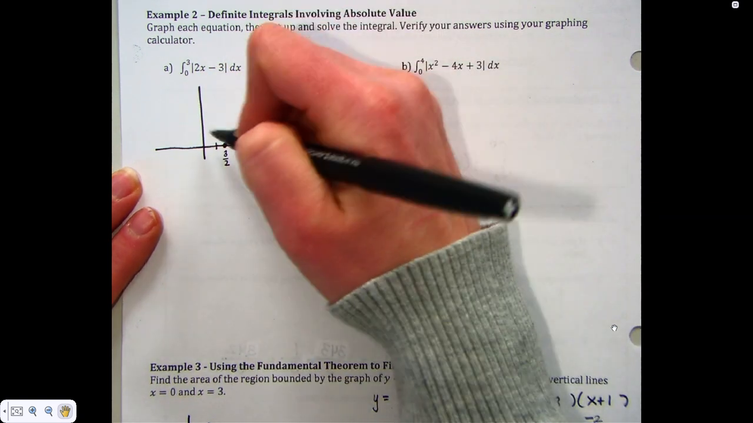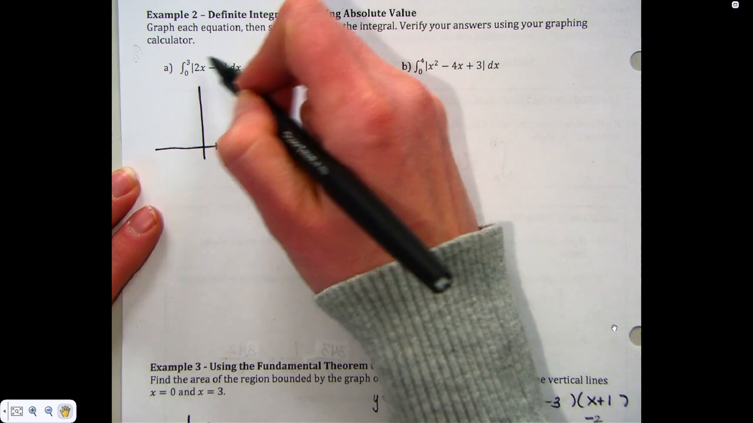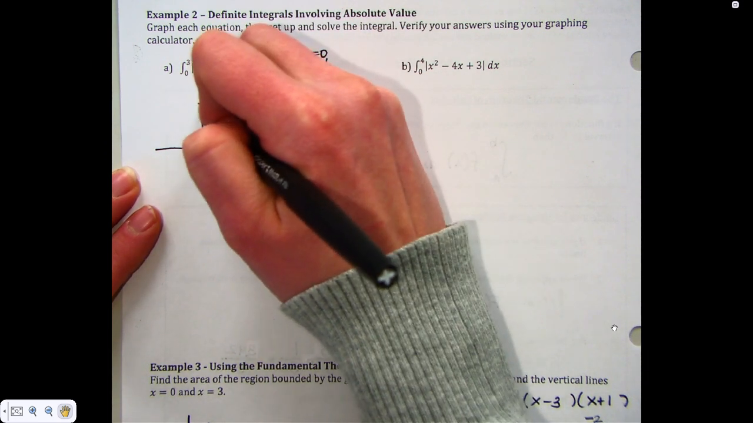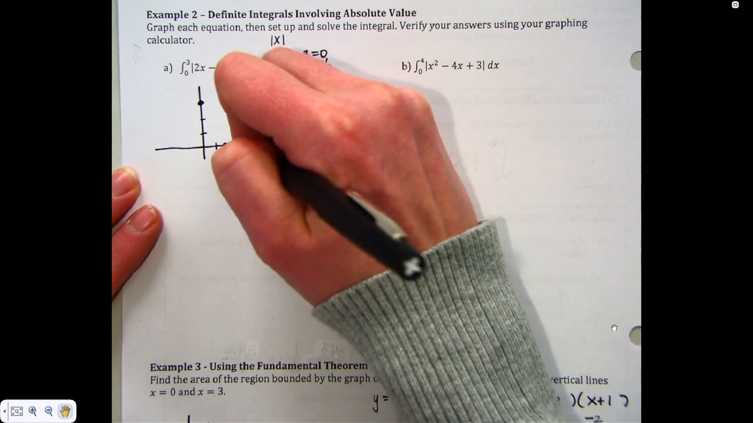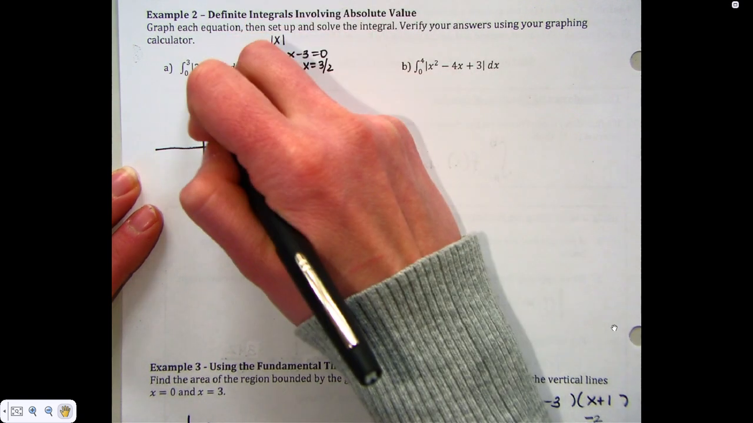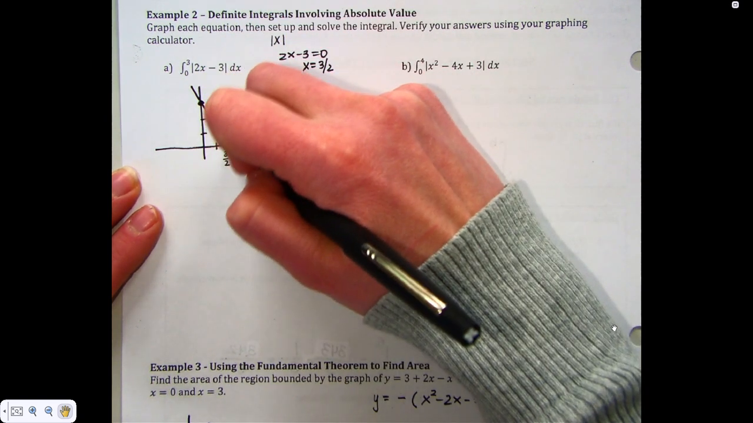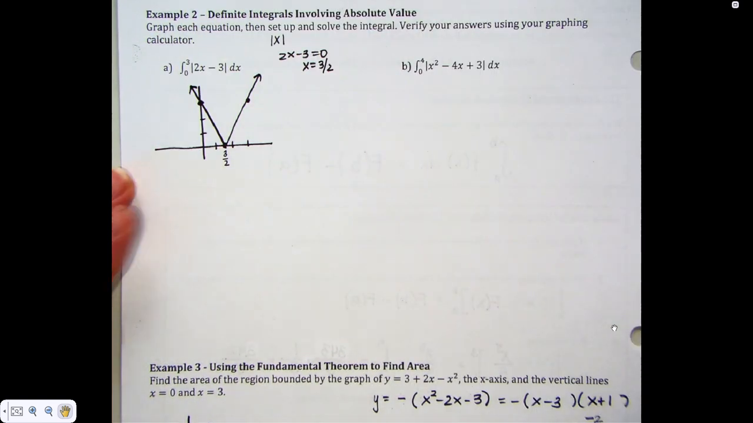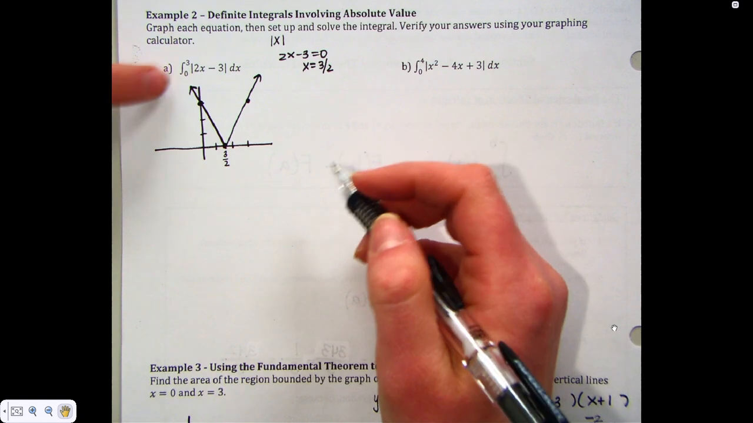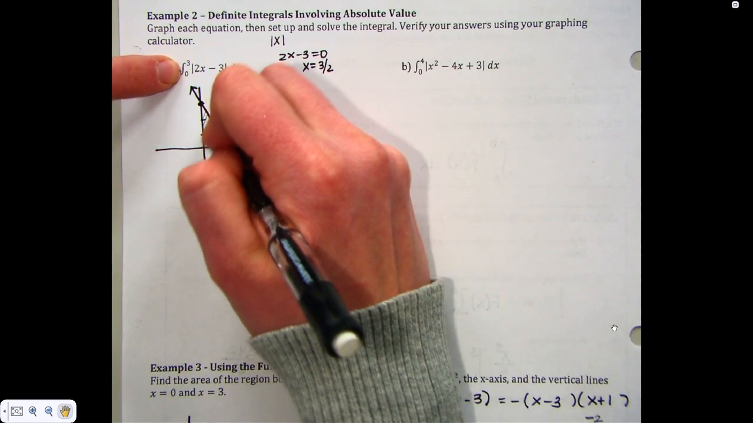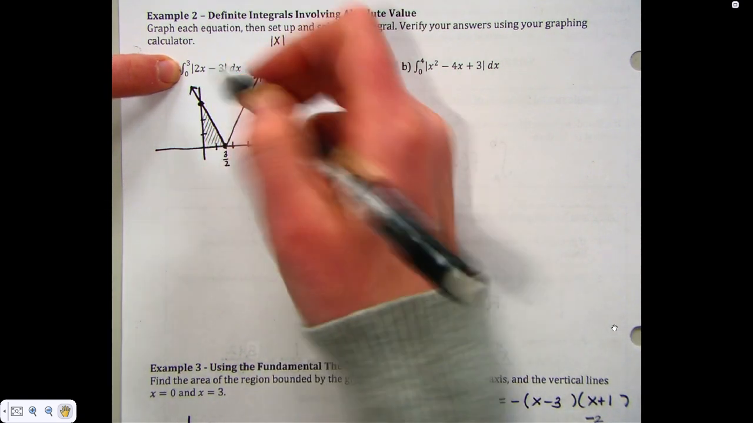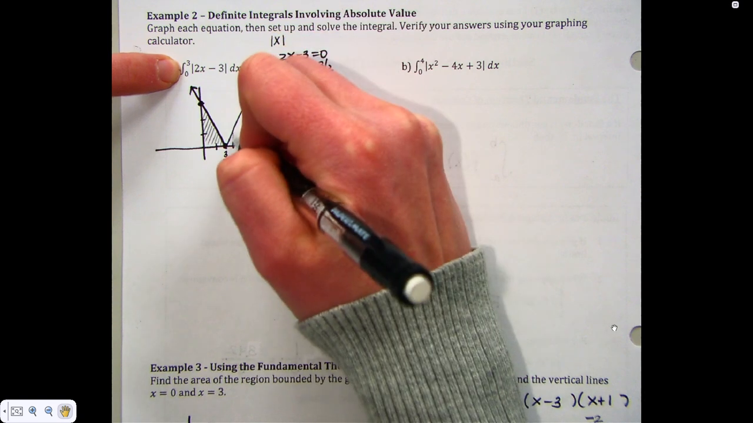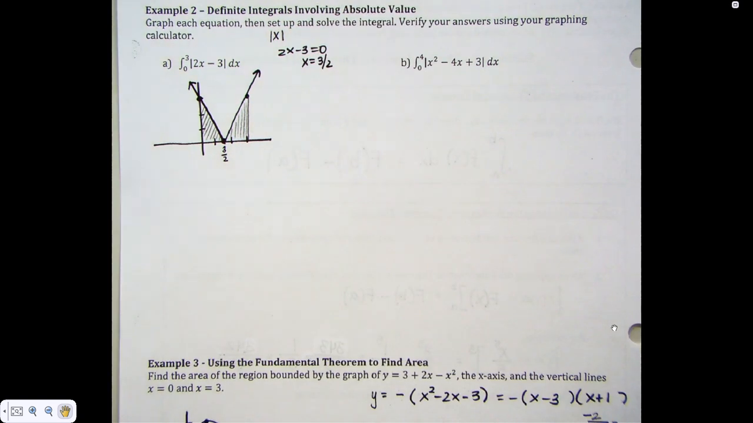And if I plugged in a 0, I get -3, but it's absolute value, so +3. And I could use symmetry and plot my next point over here. And so I can sketch out this graph. If I'm talking about the area, or the integral from 0 to 3, then I'm saying I want the area underneath the curve, starting at 0 and ending at 3.